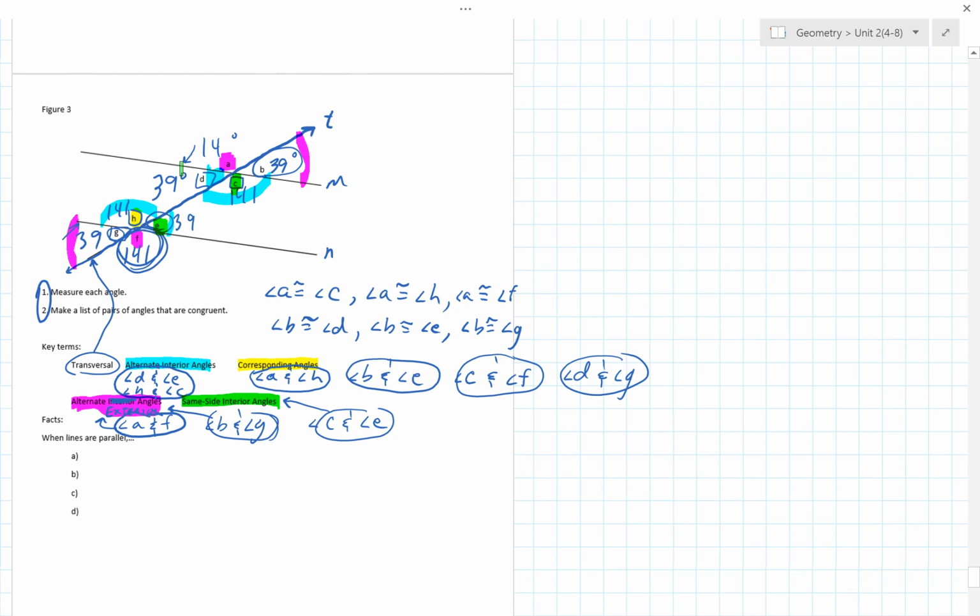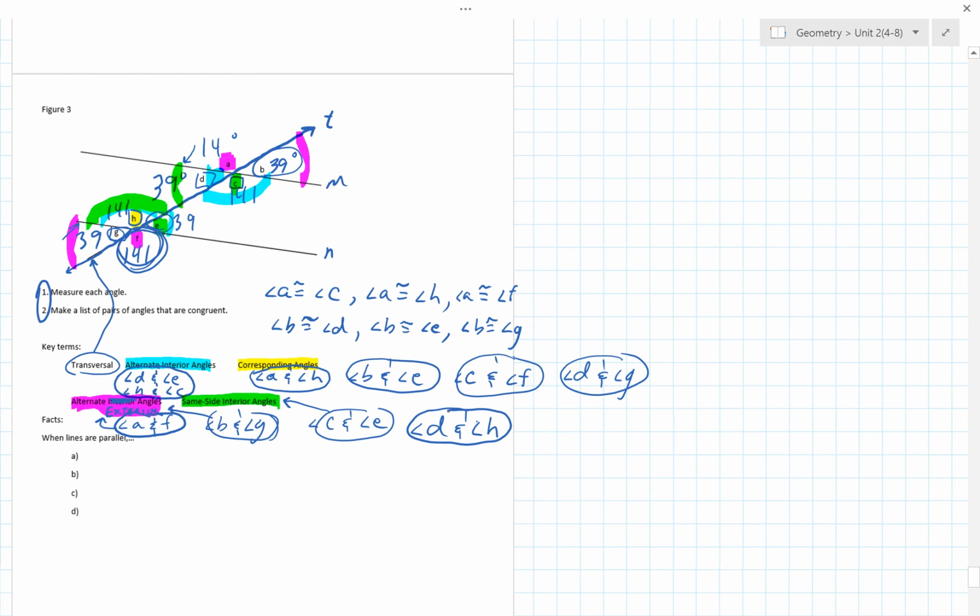So the other pair, D and H. Those are on the same side of the transversal. They're both on the left side of the transversal, and they're interior, meaning they're in between lines M and N. And so the other pair of same side interior angles is D and H. Angle D with angle H.